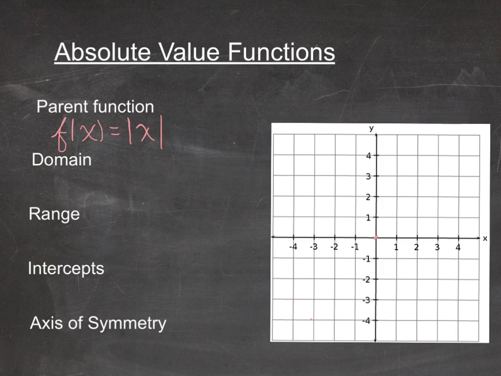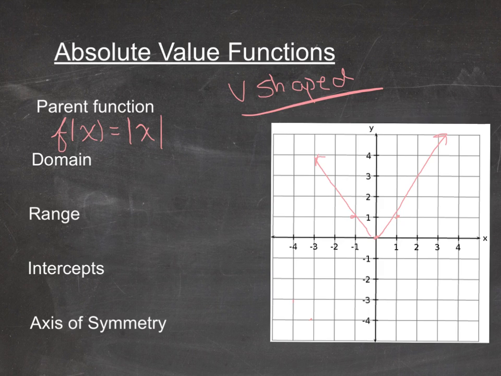So when x is 0, y would be 0. When x is 1, y would be 1. And when x is negative 1, the absolute value of that would be positive 1. So I'm going to get this v-shaped graph like this. Okay, so absolute value functions are going to be v-shaped.